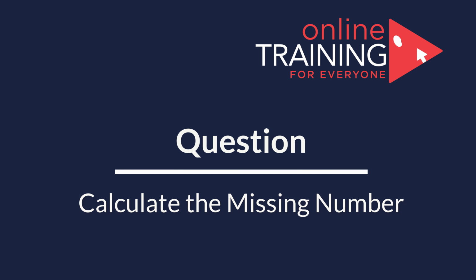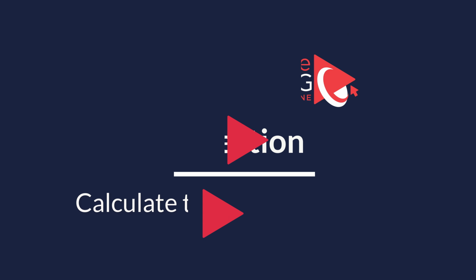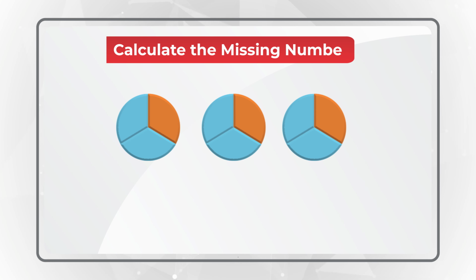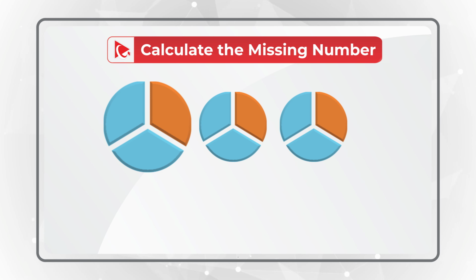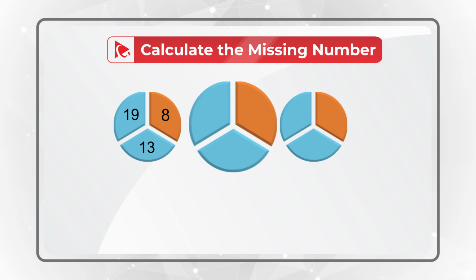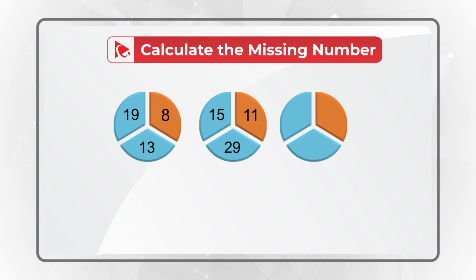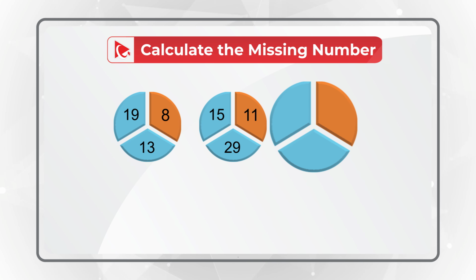Here's a puzzling question which has a very surprising solution. You're presented with 3 circles. Each circle is broken into 3 equal parts. The first circle has numbers 8, 19, and 13. Second circle has numbers 11, 15, and 29. And then the third circle has numbers 33, 31, and then 1 number is missing.